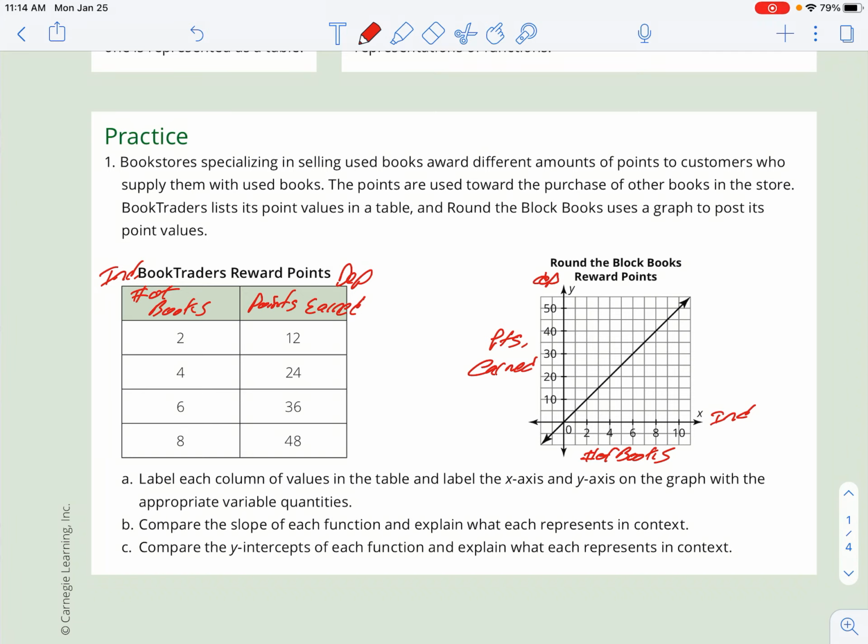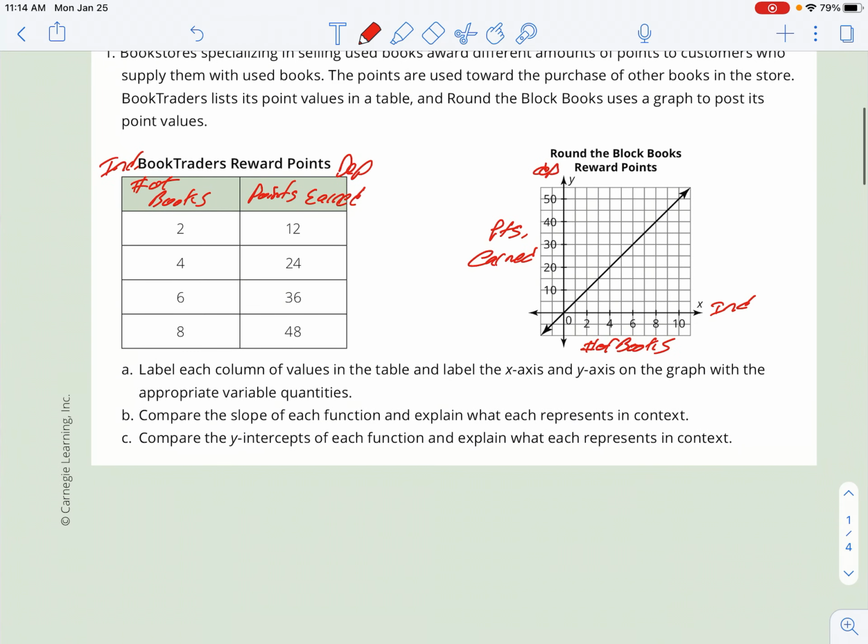Okay. Letter B. Compare the slope of each function and explain what it represents in the context. So back to slope that we've been doing. For the first one, the table, I'm looking to see how it's increasing from one y to the next, and noticing that on the x's it's doing the same. It's going by +2s every single time, so nice and consistent there. And then on the y's it's increasing by 12 each time. So therefore, for part B, I'm going to write it down here.